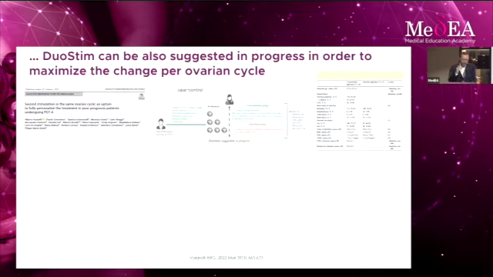And something new is the possibility to tailor the treatment in progress. Because at the beginning of the story, in the first paper, we selected specific criteria to suggest the duo stim according to the AMH, the antral follicle count, and the age. But now our policy is to try to modify our approach according to the embryos that we have after the first stimulation. This is just retrospective data.